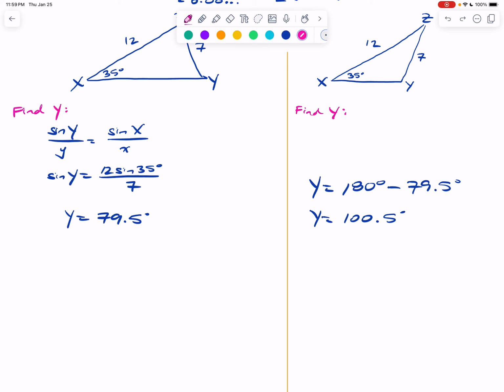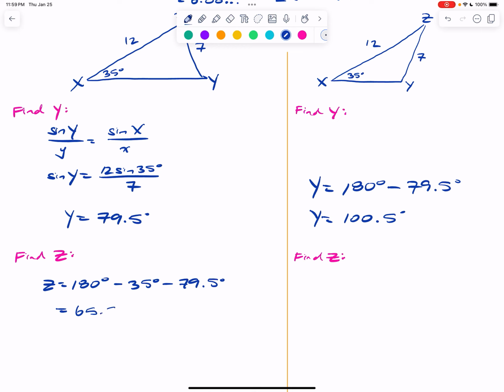The next thing we can find is angle z, and that's because we have two of the angles. And remember, if we have two angles in a triangle, we can find the third just by noting that the sum of the angles has to be 180. So z for the first triangle is 180 degrees minus the 35 degrees for x and minus the 79.5 degrees for y, which gives us a difference of 65.5 degrees.